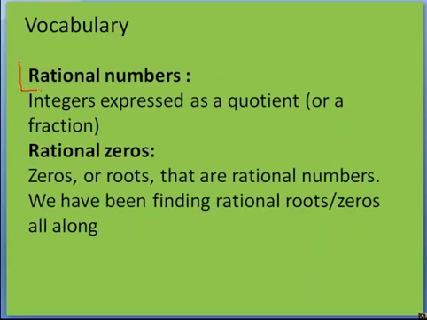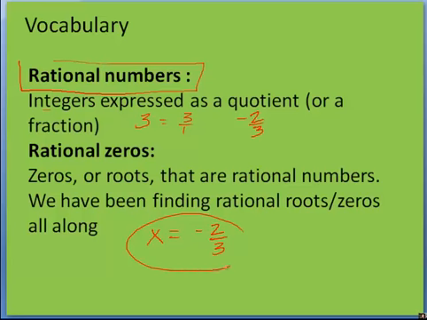So again, rational numbers, all they are is two integers or whole numbers expressed as a quotient. Okay, so it's just a number over a number. 3, for example, is equal to 3 over 1. That's a rational number. Same thing with like 2/3 or negative 2/3. Okay, so rational numbers, all they are is fractions. Rational zeros, then, of course, are going to be these rational x-intercepts, or x values of your x-intercepts. So here would be an example of a rational zero. And we would know that it would cross the x-axis at negative 2/3.